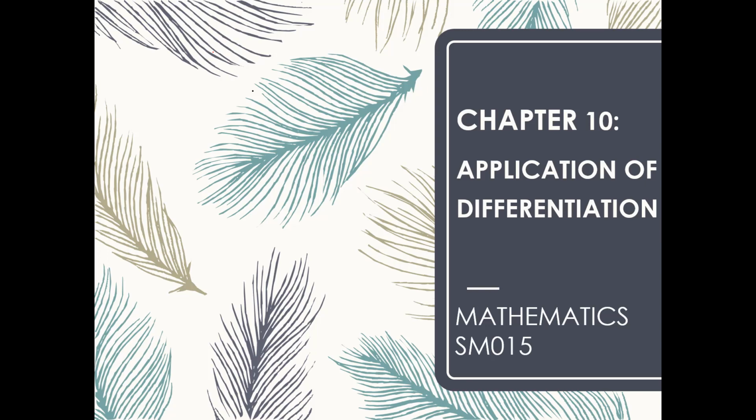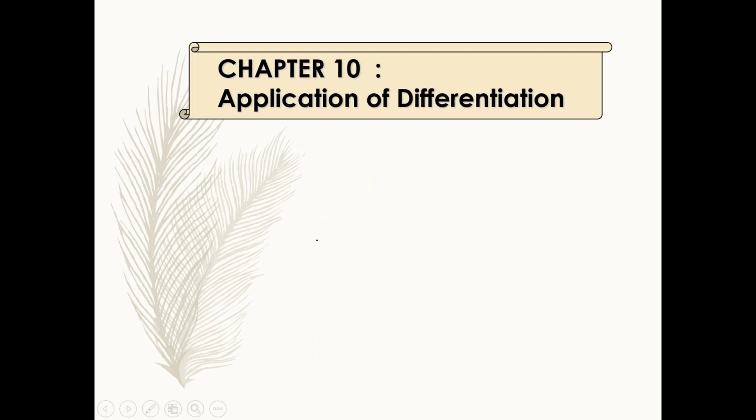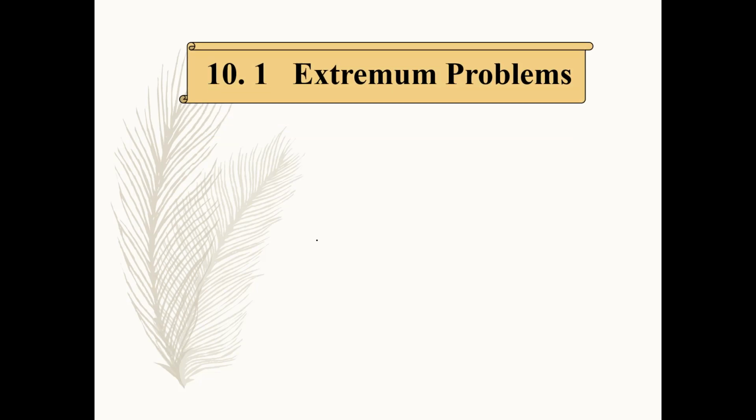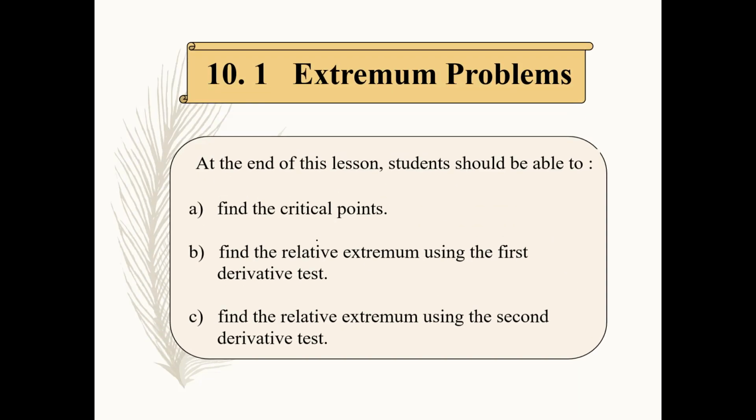Today we are going to learn Chapter 10, Application of Differentiation. There are two subtopics in Chapter 10, which are Extremum Problem and Rate of Change. So first we go to 10.1 Extremum Problem. There are 5 steps to solve the Extremum Problem.